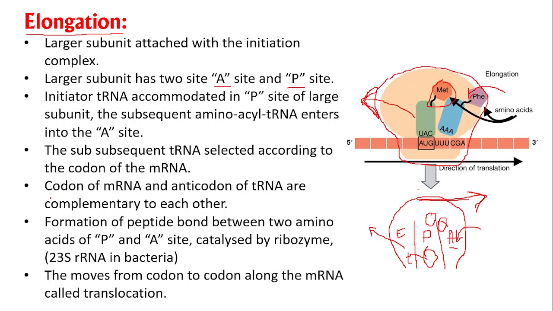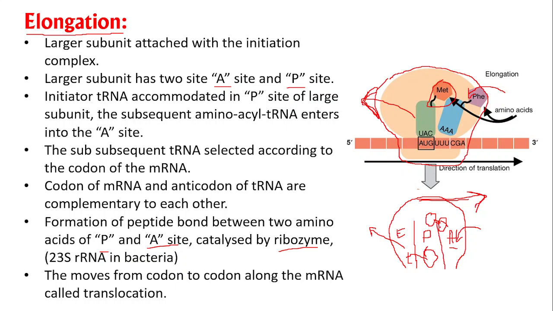Clear? Next, the codon of mRNA and the anticodon of tRNA are complementary to each other. The formation of the peptide bond between two amino acids, that is, between the P site and A site, will be catalyzed by the ribozyme. The enzyme, what? The ribozyme, it will catalyze. The peptide bond will form between the amino acid brought in the P region and the one brought in the A region.